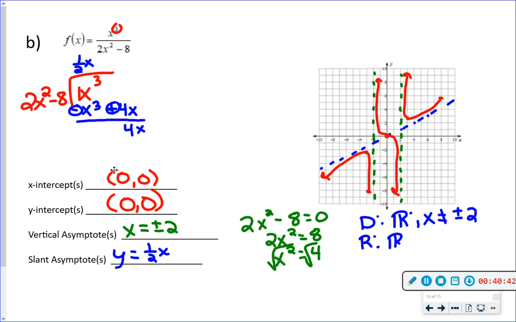Just for fun. And you'll see on the homework too, like some will ask you domain, some ask you range, some ask you to write the intercept.